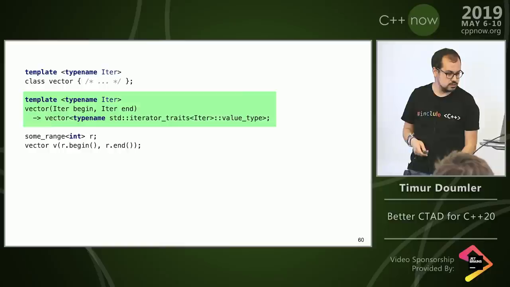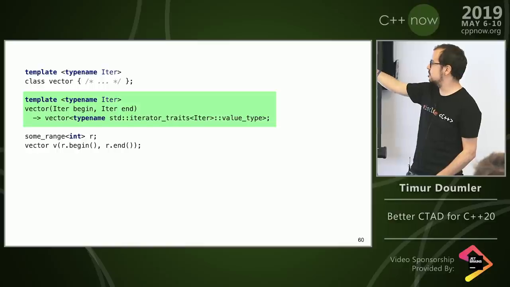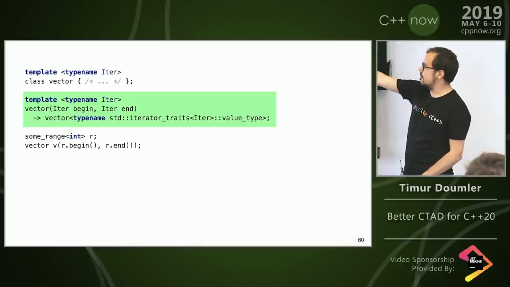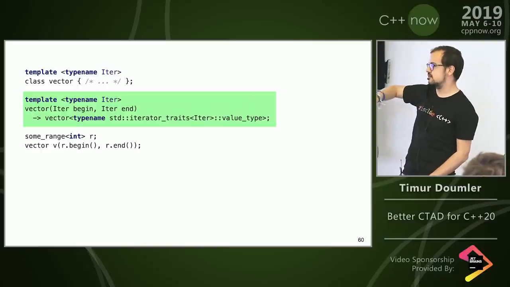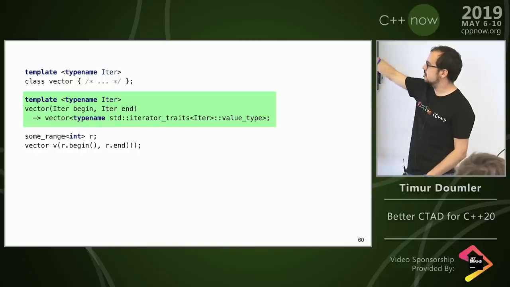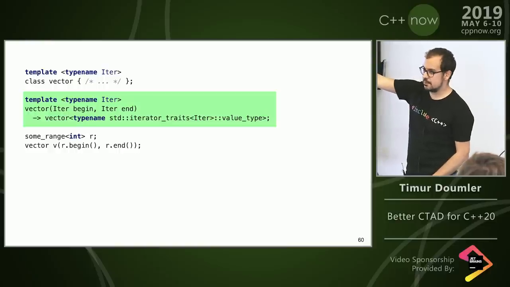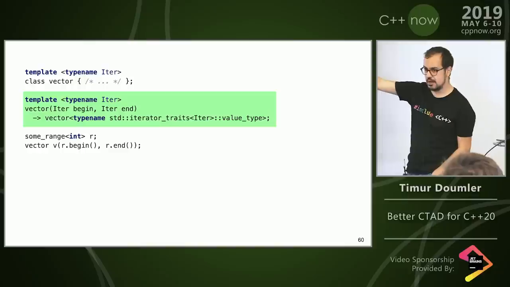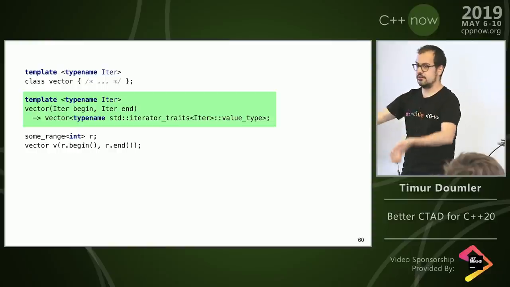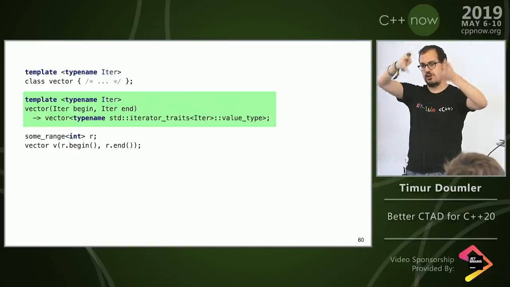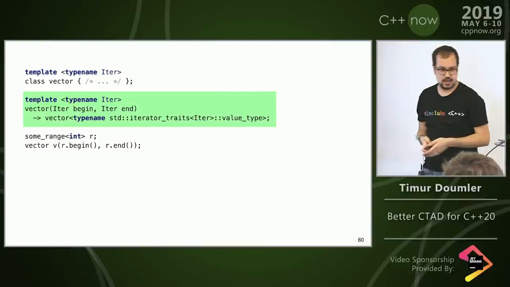And then what CTAD is going to do here is it's going to just look at this as if it were a function. It's going to synthesize a function from this guide, which is literally just the parameters as you wrote them and the return type as you wrote them. I mean, this almost already looks like a function. So it's going to synthesize a function which takes these template parameters, these arguments, and then this return type. And it's going to throw that into the overload set together with the constructor synthesizer functions. That's how these guides work.